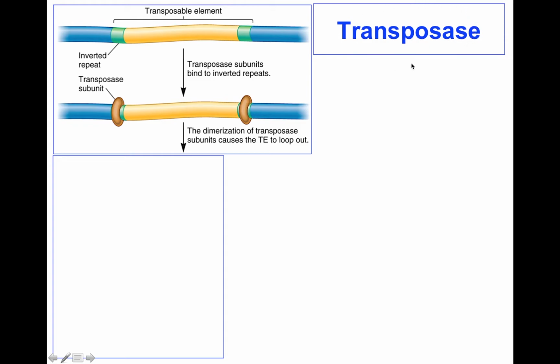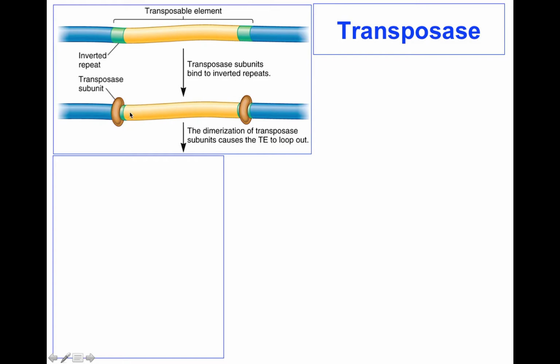Transposase is the enzyme that mediates the moving of a transposable element. So here we have a transposable element. It has DNA in the middle, and it has DNA on the ends. The DNA on the ends is characterized by inverted repeats. That would mean you have ATGC here, and again ATGC here in the same orientation.